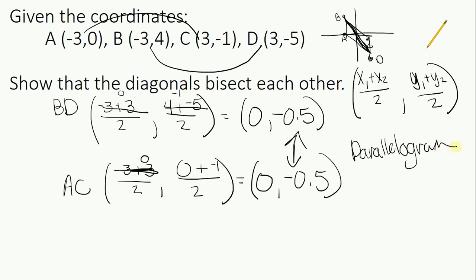So when you're working with coordinate points and you want to see if it's a parallelogram or not, you have three options. Either A, you can show that they bisect using the midpoint formula. You can use the distance formula, or you can also show that the sides are parallel using slope.